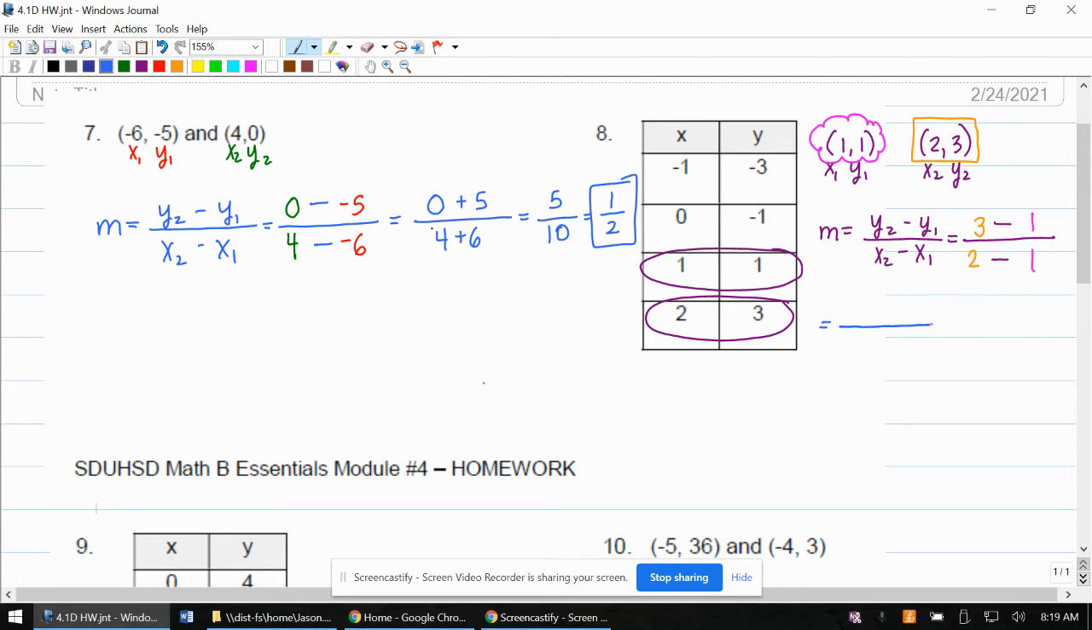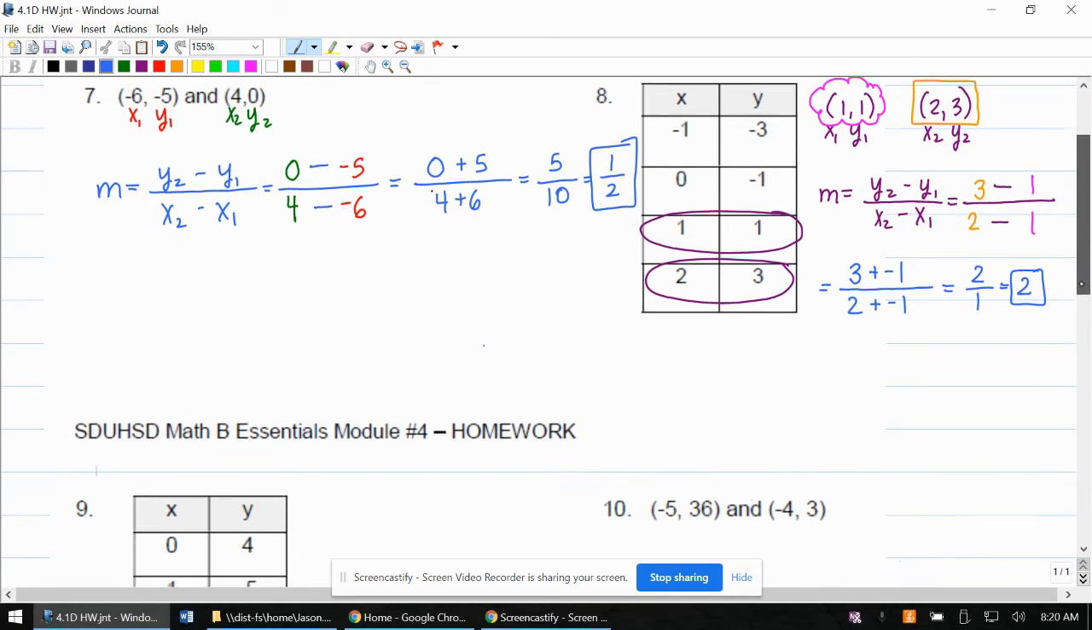If in doubt, I would suggest doing the sign change. But this might be a time where if you look at this problem, you might know that 3 minus 1 is 2, and 2 minus 1 is 1. Or you can do the version with the sign change, and this simplifies down to 2. 2 over 1 simplifies to 2. Remember, there is a difference between 2 over 1 and 1 over 2.